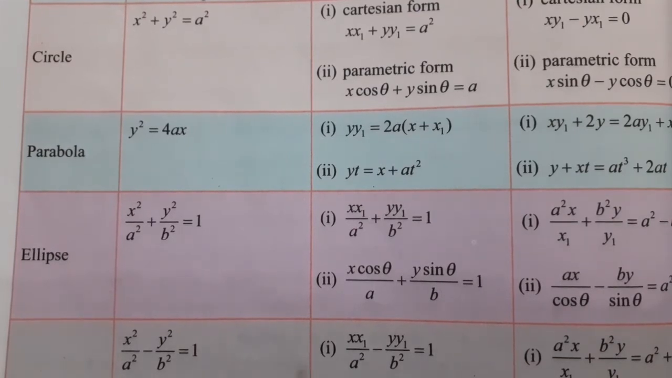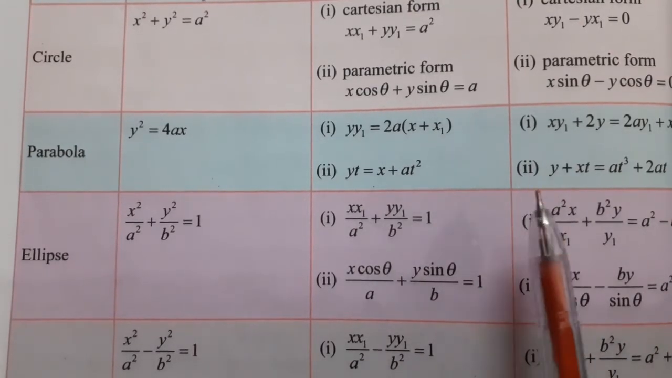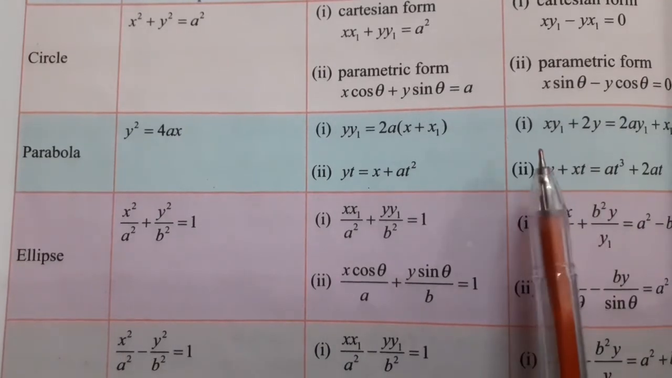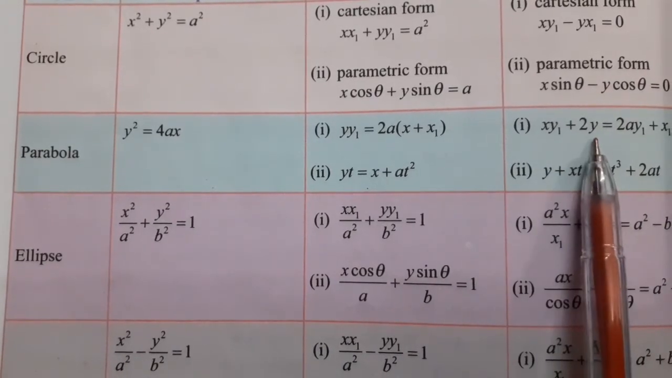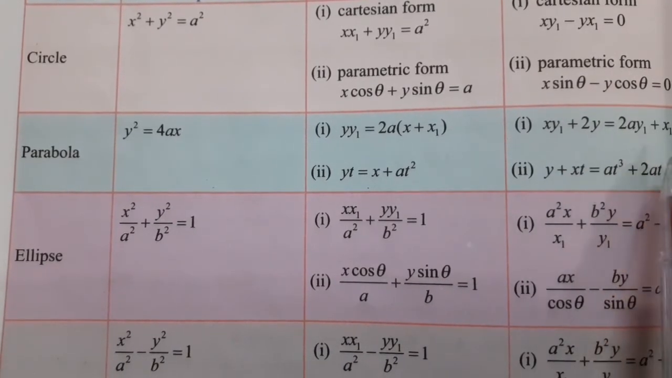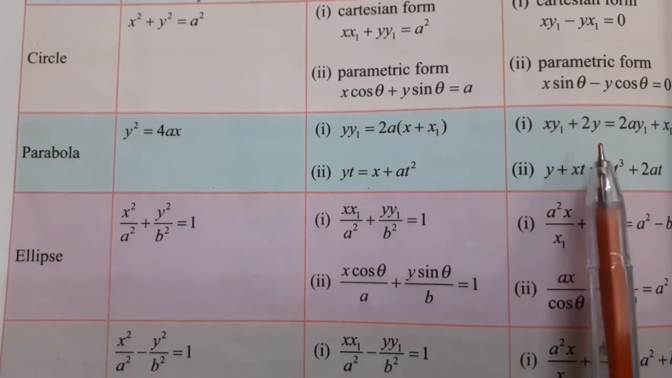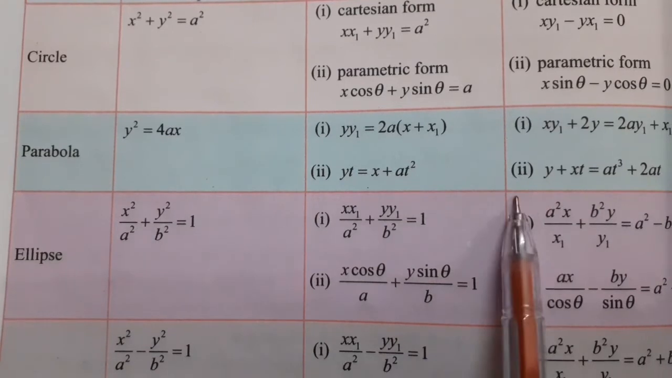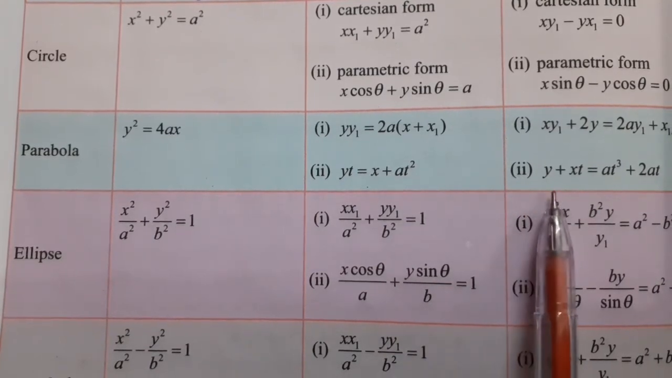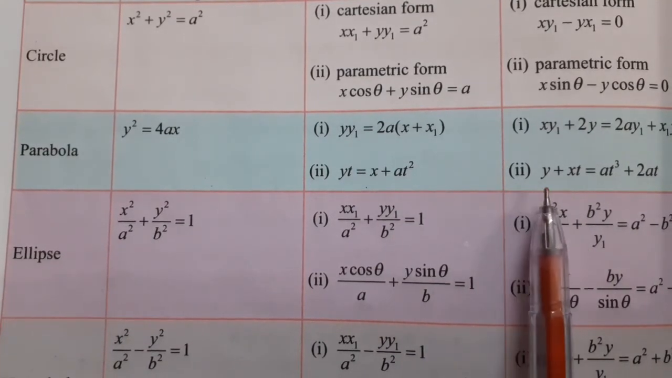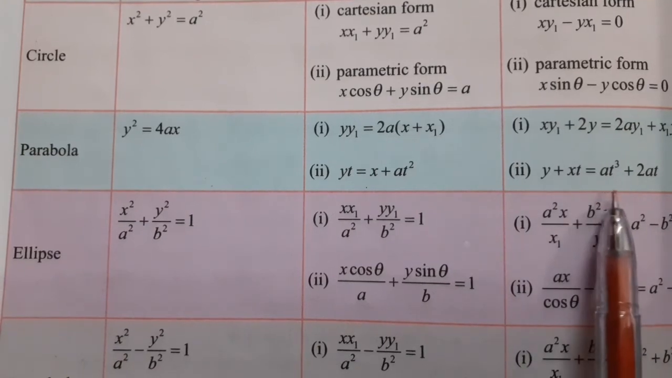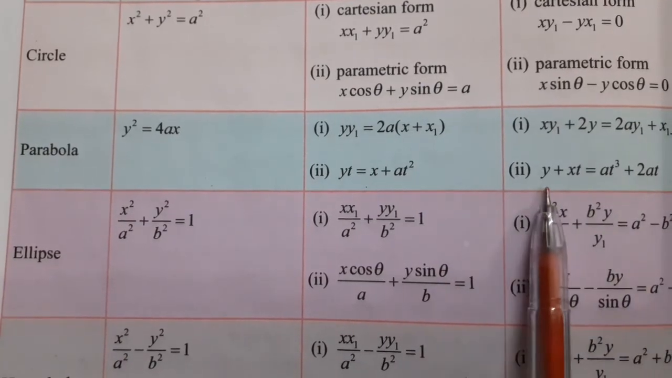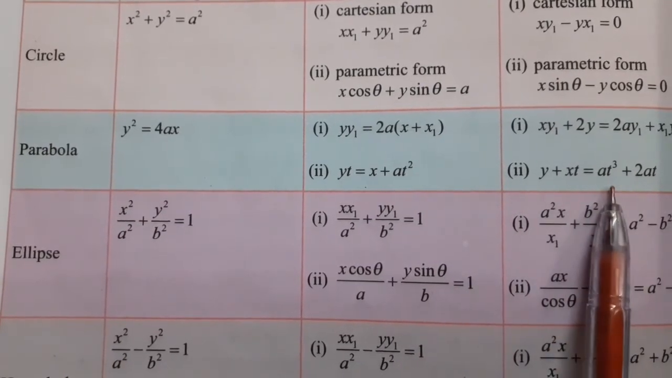For exercise number 5.4, again, the next one, equation of the normal: xy1 plus 2y equal to 2ay1 plus x1y1. What is the parametric form? y plus xt equal to at cube plus 2at.